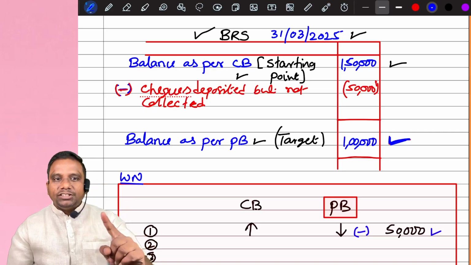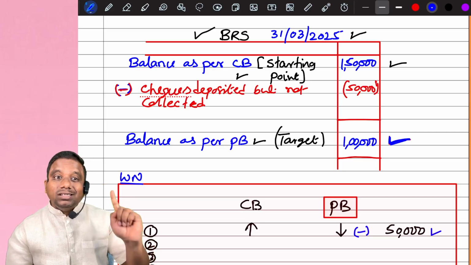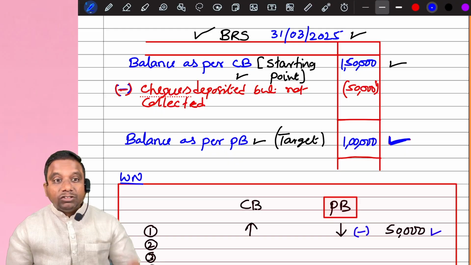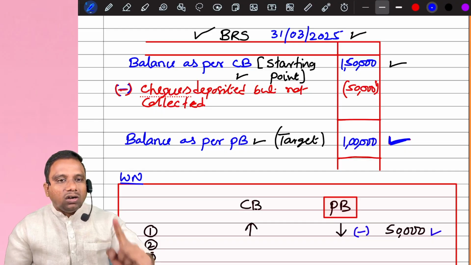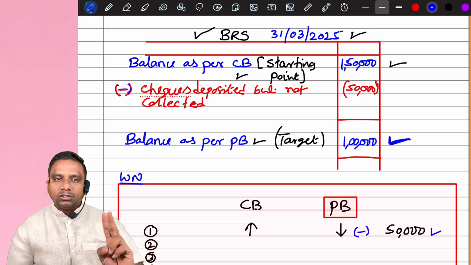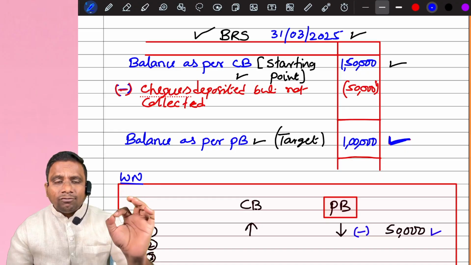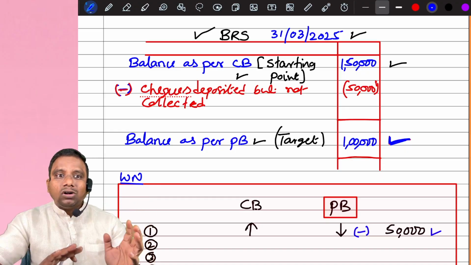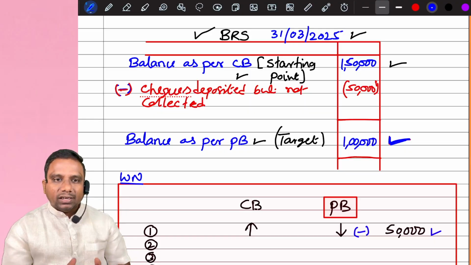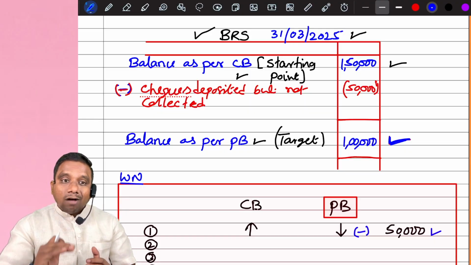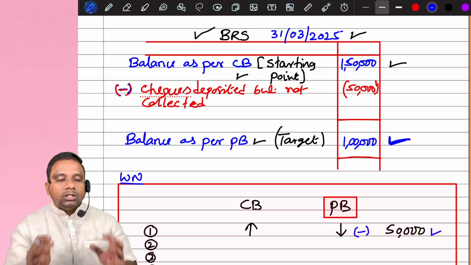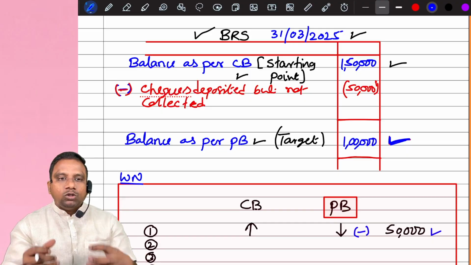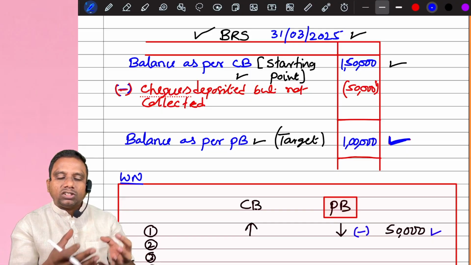Now, based on this concept and the theory which we have explained, we try to solve the problems. I already said we can do two types of problems. One, before updating the cash book, we prepare BRS. Second, after updating the cash book, we prepare BRS. Clear? So during the year, if you are preparing BRS, you have two options, option one, option two.